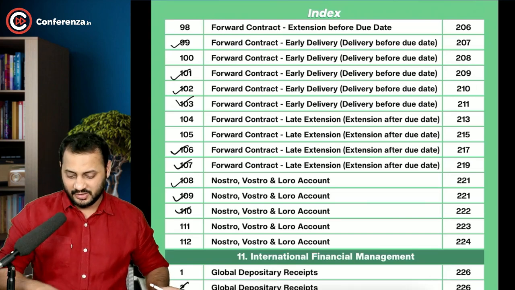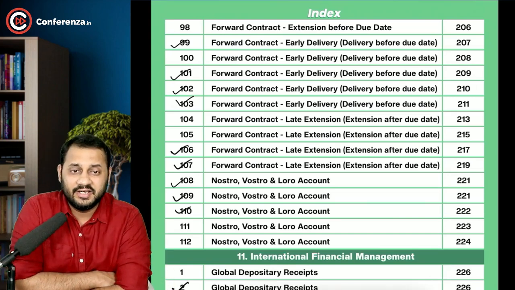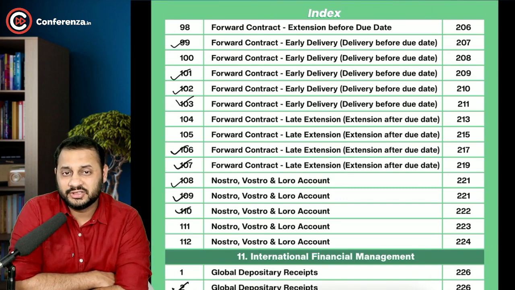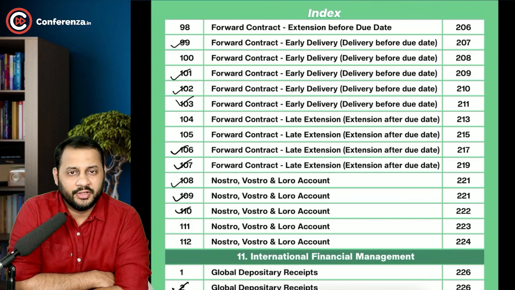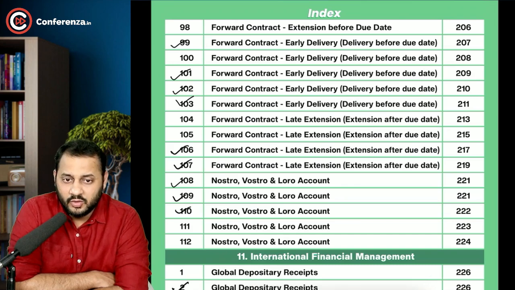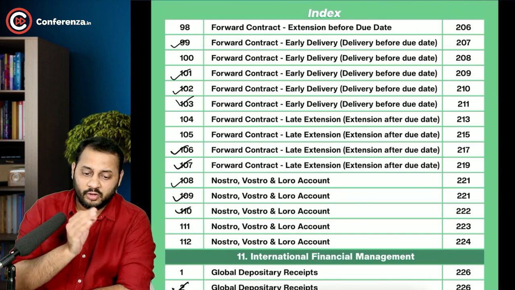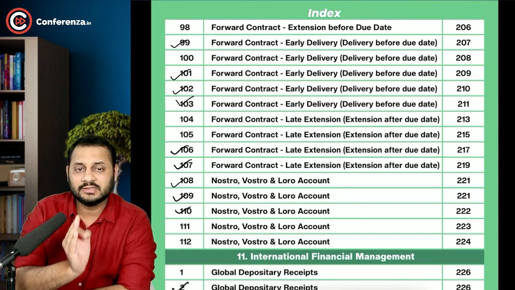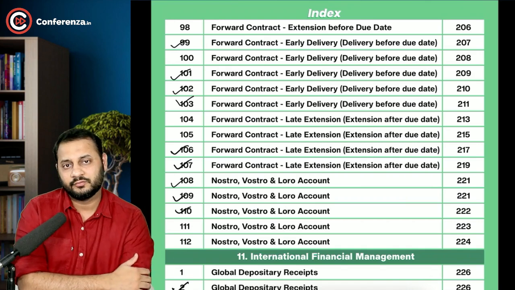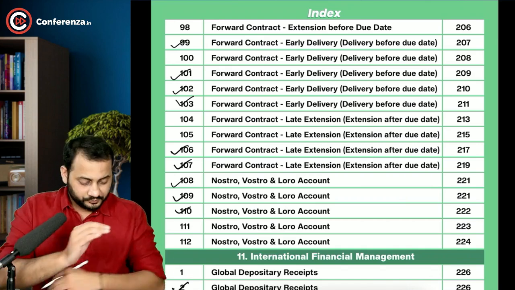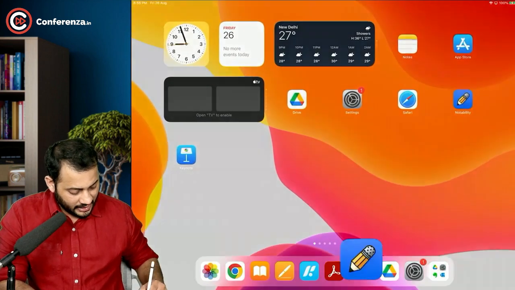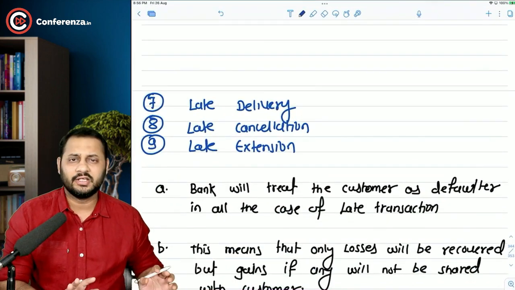So welcome back everyone, and now we are going to discuss this late delivery, late cancellation and late extension contract. See, what happens when the customer does not appear on the due date? The bank will always treat him as a defaulter. Now, in case of late, on due date the customer is not appearing, he is appearing after the due date. That means all the original contract will have to be cancelled now. Everything has to be cancelled.